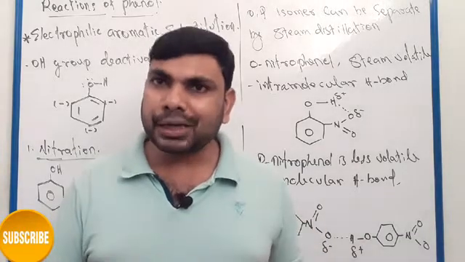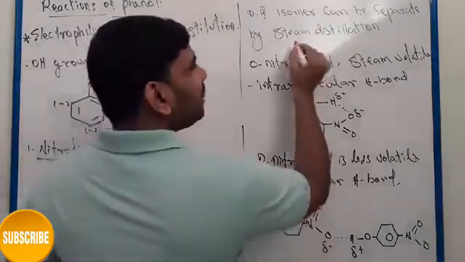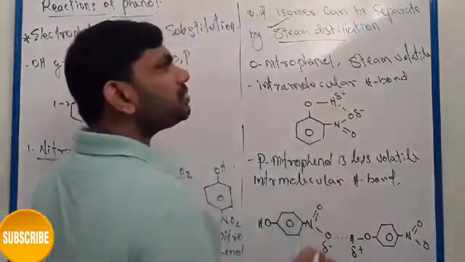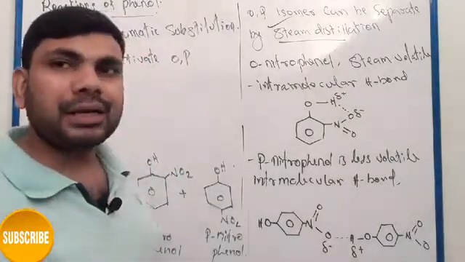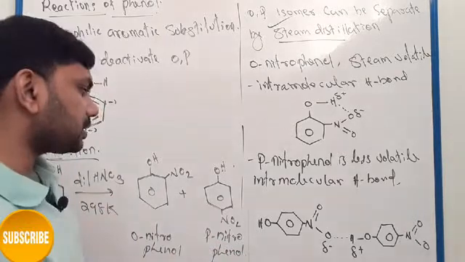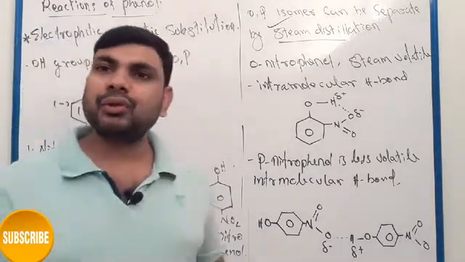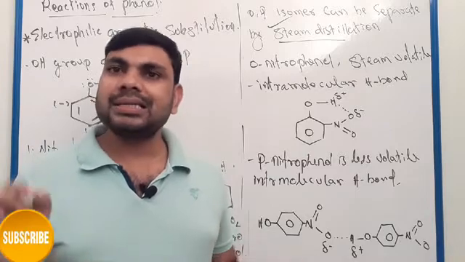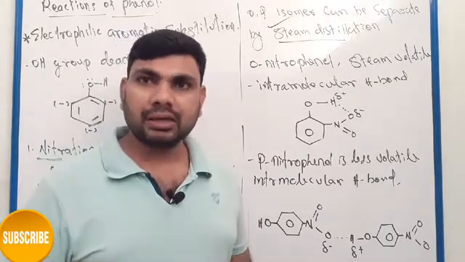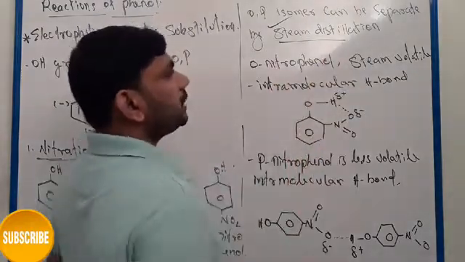We can separate them by steam distillation. We will use steam distillation to separate the isomers of this product. These are isomers. So ortho nitrophenol and para nitrophenol can be separated by steam distillation. Clear? So we will use steam distillation.